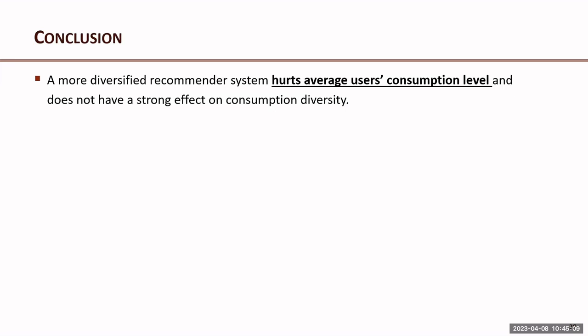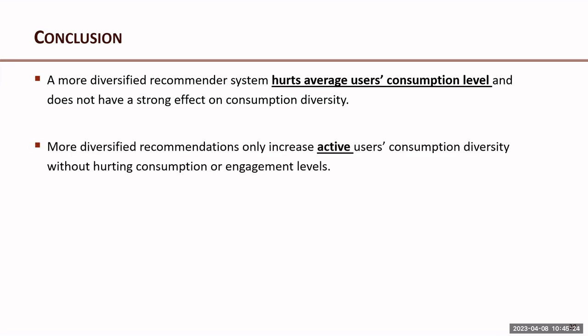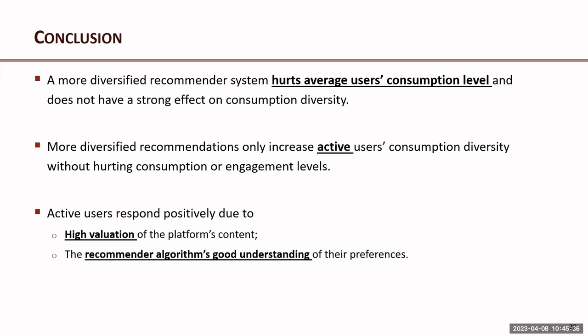And last, let me quickly wrap up the paper. We find that a more diversified recommender system causes average users' consumption level to drop and does not have a strong positive effect on users' consumption diversity. But the good news is that active users can respond positively by consuming more diversely without hurting their consumption or engagement levels. Our mechanism analysis shows that active users' positive response could be due to both their high valuation of the platform's content and the algorithm well understanding these active users' preferences.